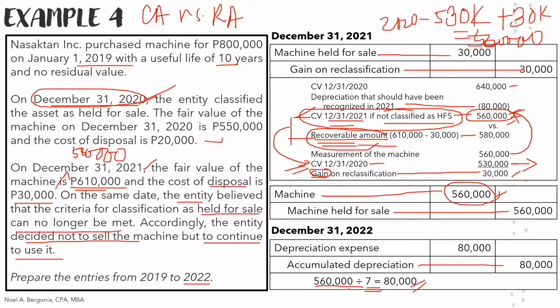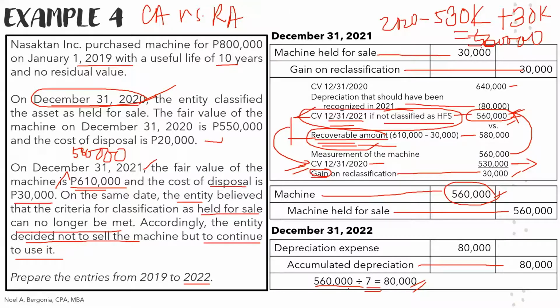And then magde-depreciate na siya until matapos siya or baka i-classified ulit as held for sale. So pwede naman yun. Pero you will apply the same concept that we have done kanina in classifying from a PPE na or non-current asset to a held for sale. Okay? So I hope that that is clear. Again, if you do have questions, please let me know.